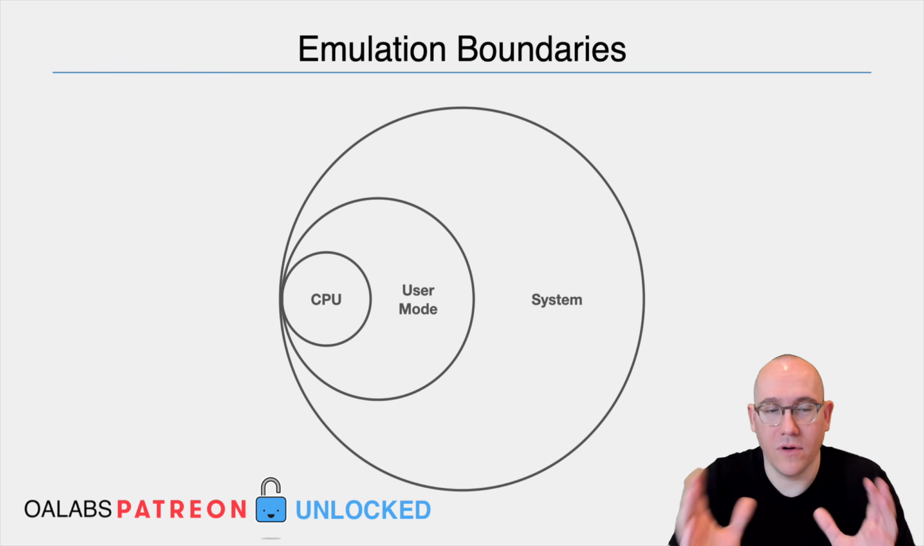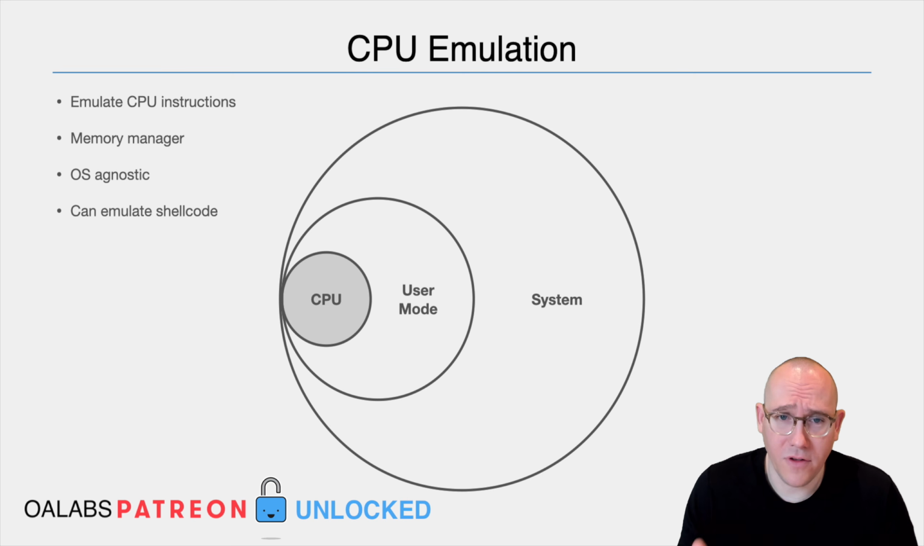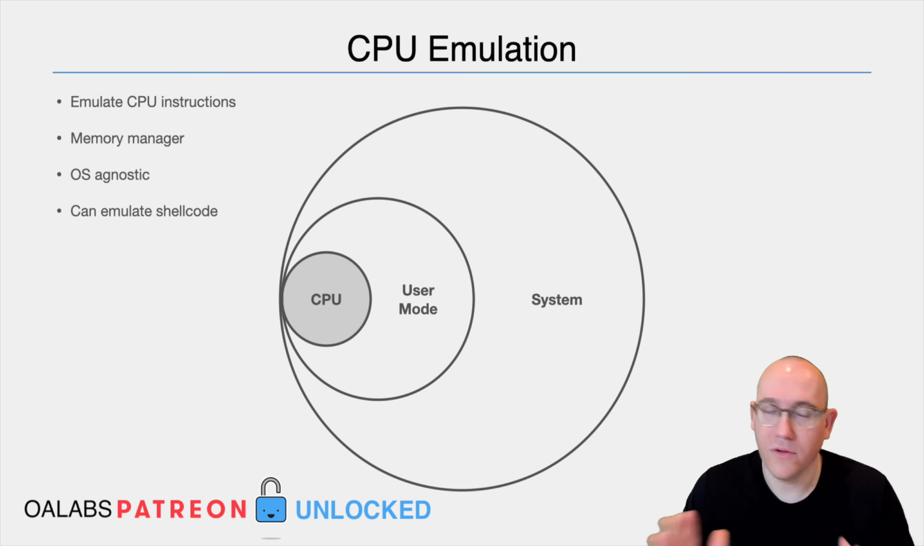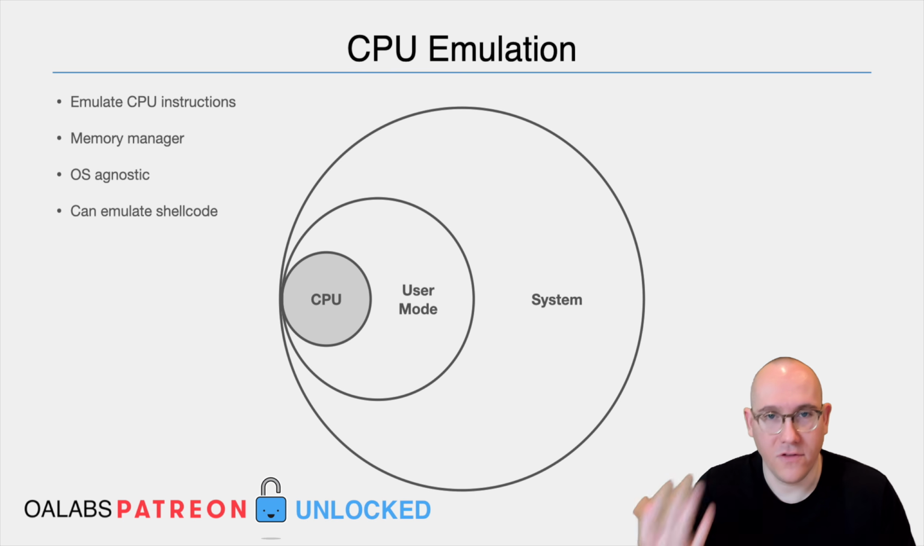Now let's talk about each one of those emulation boundaries and how they map to the stack. So the first one here is the CPU emulation. So CPU emulation only emulates CPU instructions. Sometimes you have a memory manager. You usually have to have a memory manager. But the key component here is you're only emulating CPU instructions, which means it has nothing to do with API calls, nothing to do with the operating system. And in fact, at the CPU emulation layer, Windows looks the same as Linux, looks the same as Mac, etc., right? As long as they're on the same architecture.